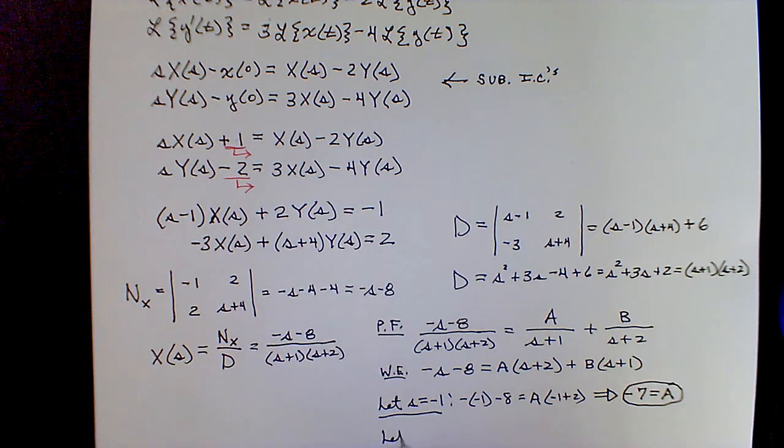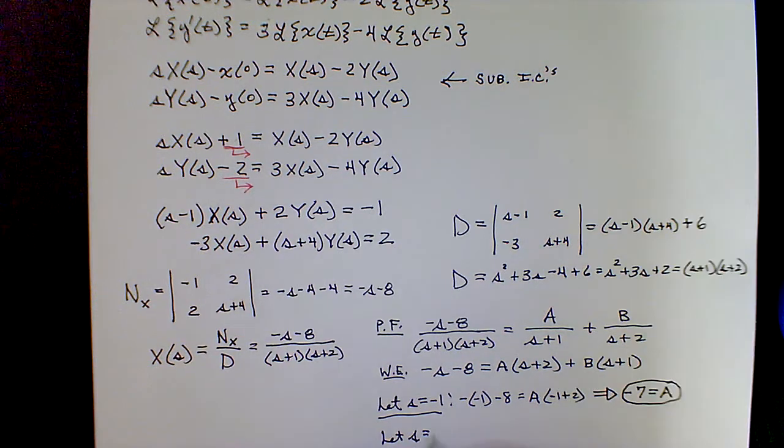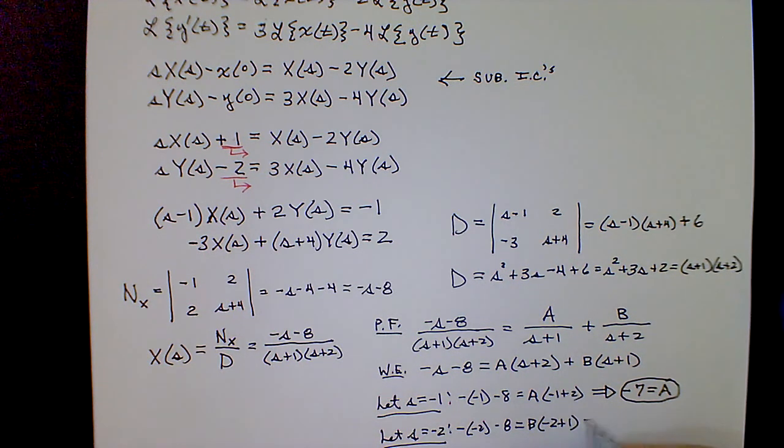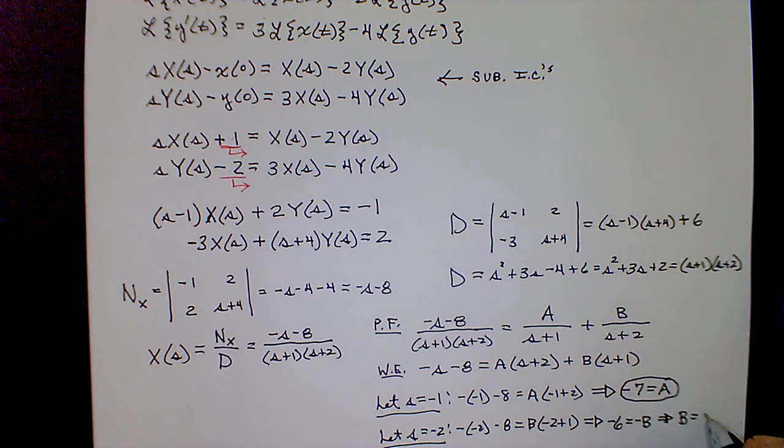And then to solve for B, zero out its denominator, let s equal negative 2. And we get minus 2 minus 8 equals B times (minus 2 plus 1). So then it's positive 2 minus 8 is minus 6 is negative B. And so therefore B is 6. Positive 6.